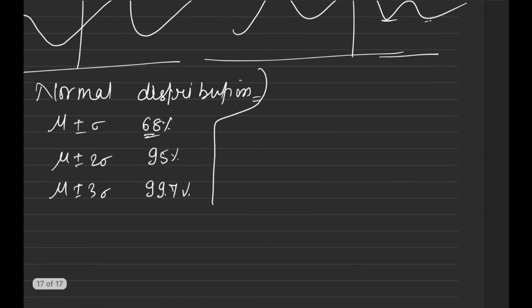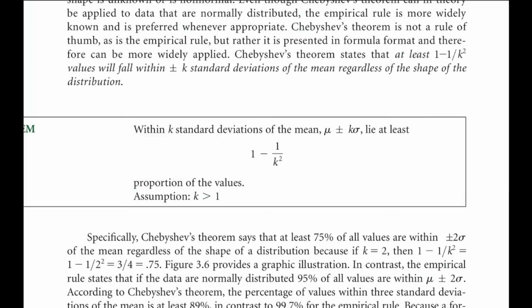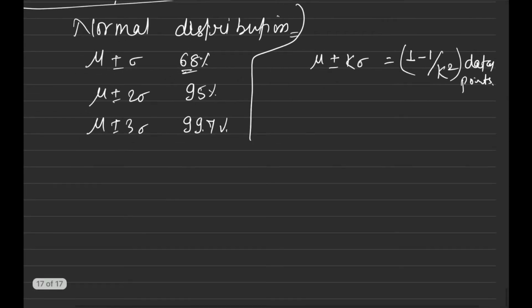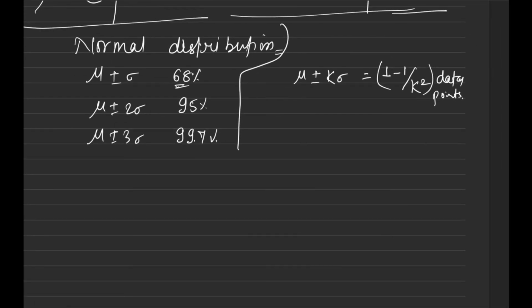But the Chebyshev theorem says that if you take any mu plus minus k sigma, then you will have at least 1 minus 1 by k squared of the data points. You will have at least this many data points. This is what the Chebyshev theorem says. Okay.